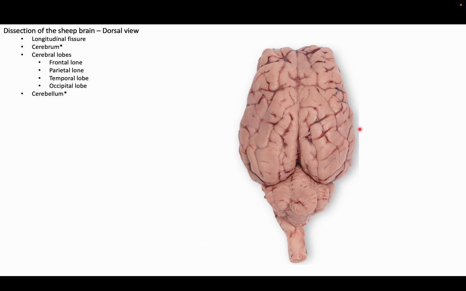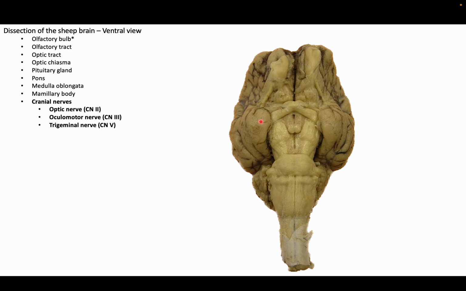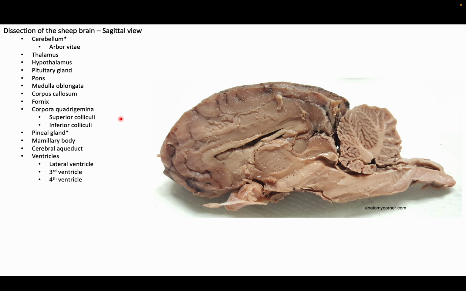I want to show you a dorsal view, so a bird's eye view of the sheep brain. Make sure you can identify all the structures listed here on the actual brain. Here is a ventral view, also known as an inferior view. Make sure you can identify all these structures. For the cranial nerves, you can only see 3 of them, somewhat clearly, in this view. And then finally, here's a sagittal view of the sheep brain. You should be able to find all of the structures here as well. All right, and that concludes the brain.